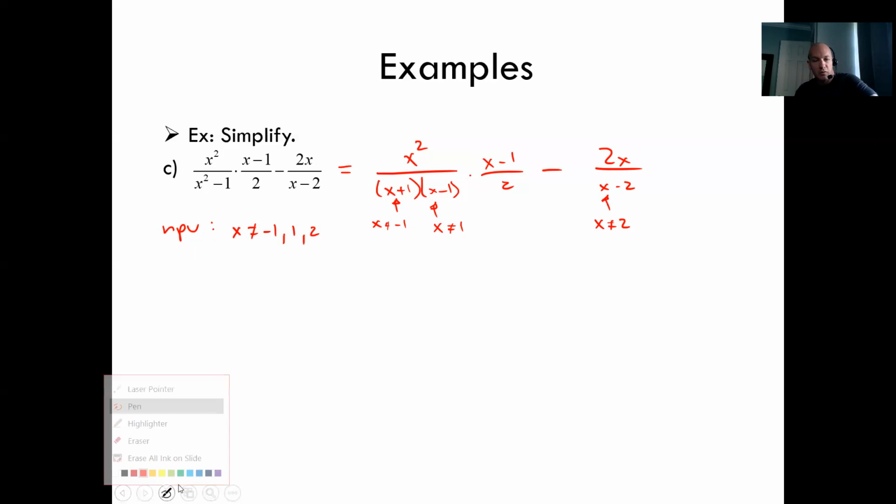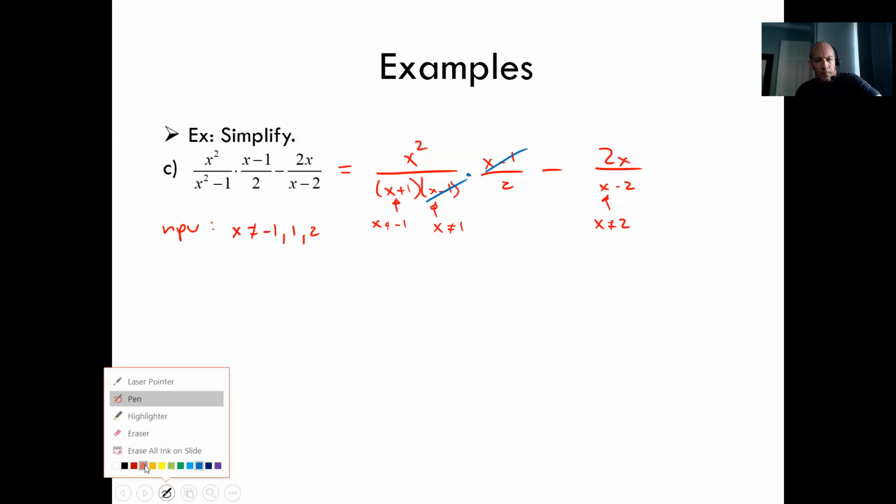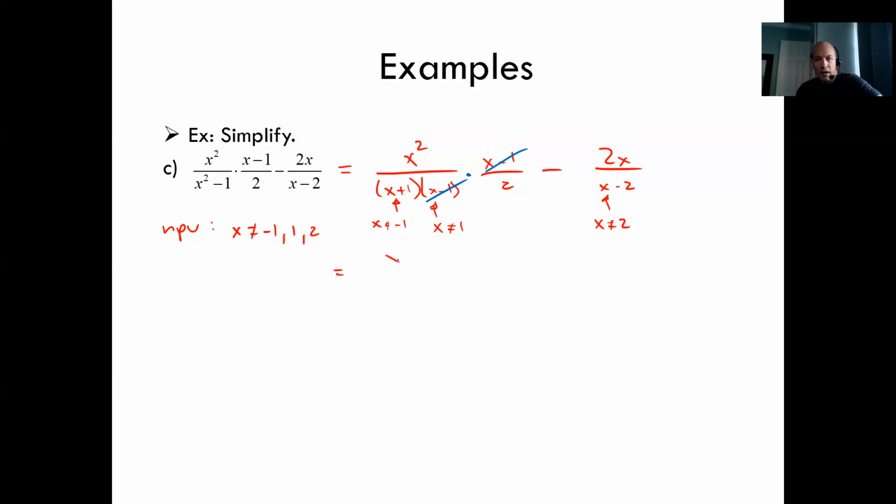Once you've got the non-permissibles, this and this can cancel because they're going across a multiply sign. Okay, so I haven't done any lowest common denominator business. I've just tried to clean things up a little bit here. So this is what it reduces down to. And now I can get my LCD. So looking at this, I have to have a 2, I have to have an x plus 1, and I have an x minus 2.